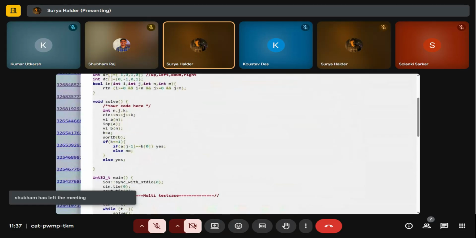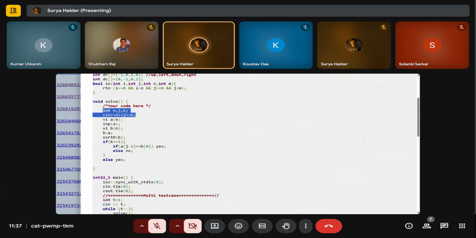So I have taken n, j, and k as input. I have taken the array as input. After that, I have created another array B. I have copied array A into B, and then I have sorted B in descending order.